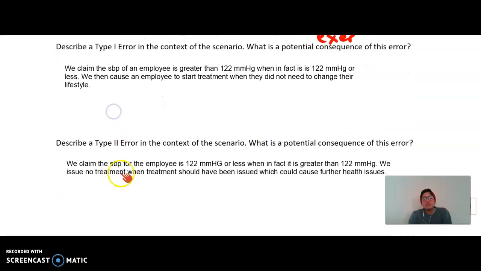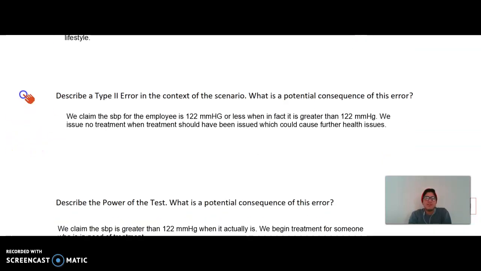Now here, a type 2 error would be that we claim the systolic blood pressure for the employee is 122 or less, when in fact it's actually greater than 122. Thus, we issue no treatment when treatment should have been issued, which could result in further health issues and complications down the line. So we didn't catch the problem early enough.